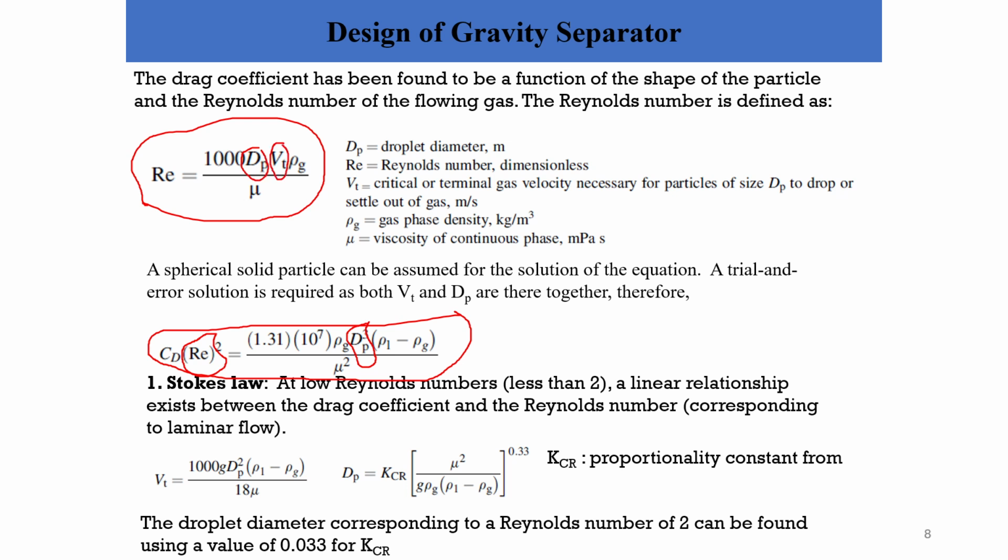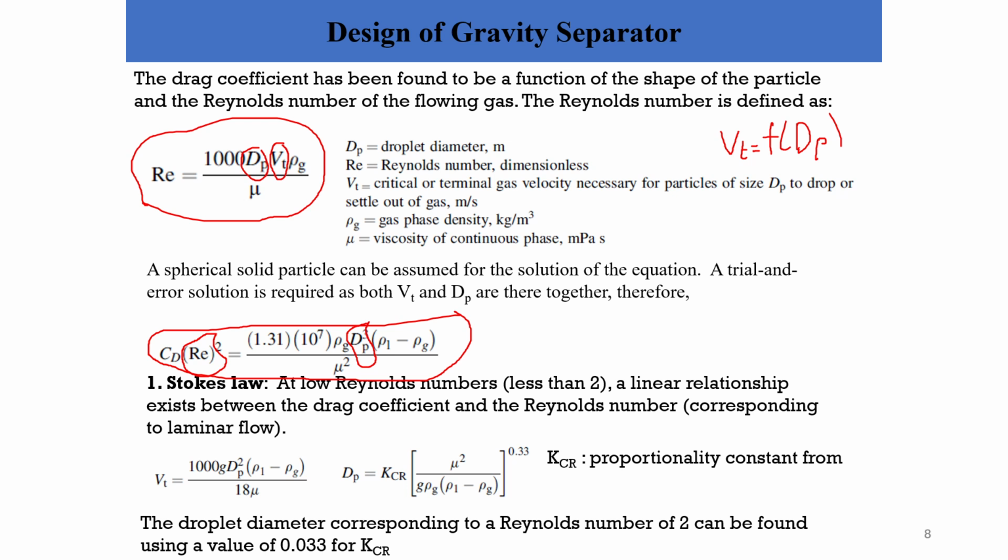And we know from the previous slide that Vt is also a function of dP. So this means that in order to find the drag coefficient, I need to find the Reynolds number and dP. And in order to find the Reynolds number, I need to know the particle size and the Vt, and Vt is in fact a function of dP. Therefore, I need to apply a trial and error approach in order to get a good estimate for the drag coefficient.